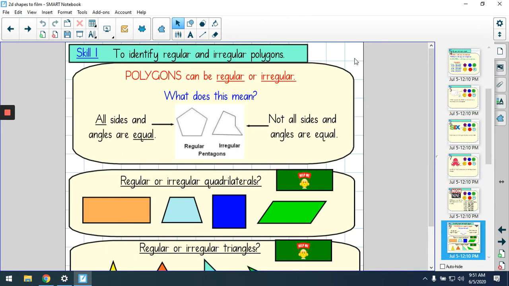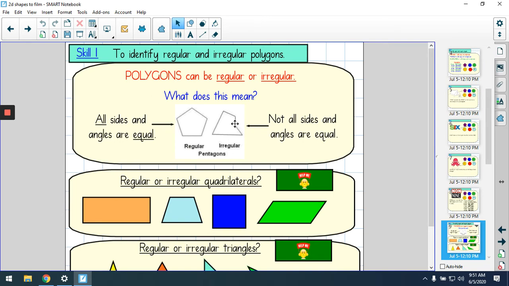Okay, so polygons, we've said, are a 2D shape with straight sides, and they can be regular or irregular. Regular means all sides and angles are equal. So this is a pentagon because it's got 5 sides and they're all the same length and the angles are all the same. So this is a regular pentagon.